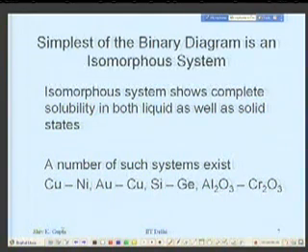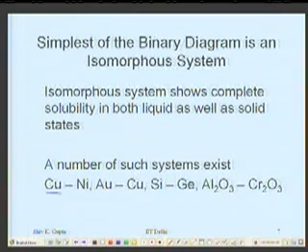We shall now look at one of the simplest of the binary diagrams. It's called an isomorphous system. Isomorphous means the two components dissolve in all proportions in the solid state as well as they do so in the liquid state. We shall be seeing diagrams where most of the components dissolve in all proportions in the liquid state. But they may or may not do so in the solid state. If they dissolve in each other in all proportions, I call it an isomorphous system.